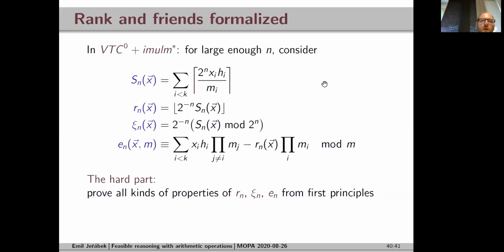And from this, we get something like the rank, and something like the approximation of x over m, and something like the basis extension function. Except that everything now depends on this n that gives the precision. And then now we do a lot of work and prove all kinds of properties of these functions from first principles, and everything works in the end, and we can then obtain soundness of the iterated multiplication algorithm.